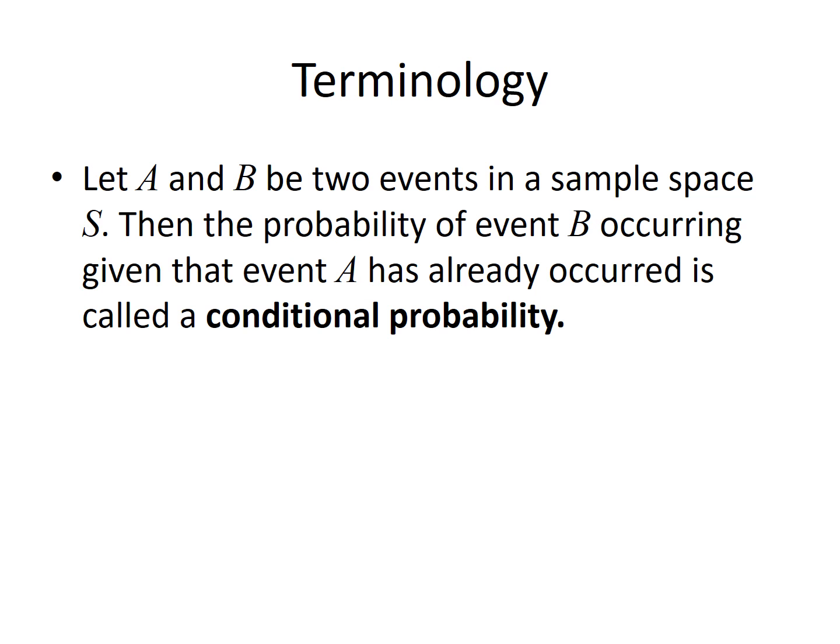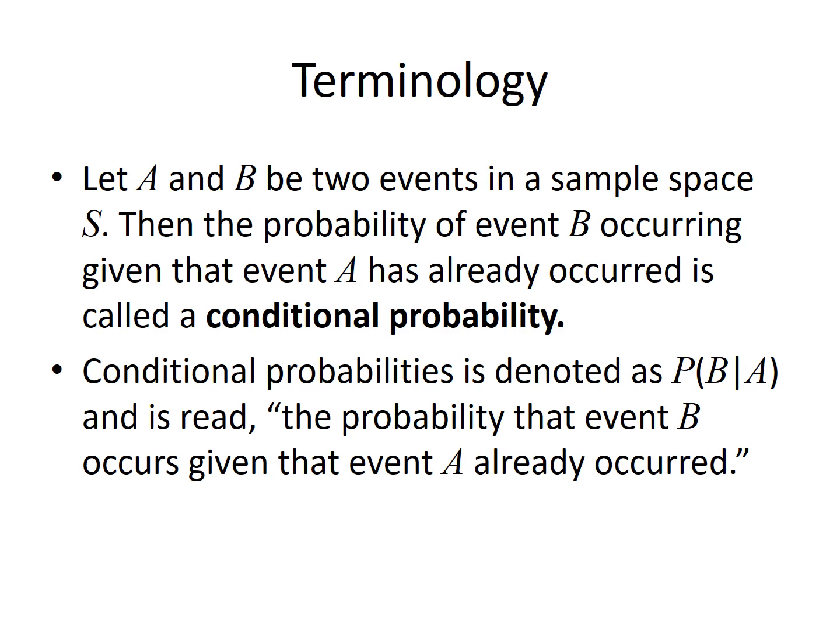Let's begin with some terminology. Let A and B be two sets in a sample space S. Then the probability of event B occurring, given that event A has already occurred, is called a conditional probability. Conditional probabilities are denoted as P(B | A), and is read the probability that event B occurs given that event A already occurred.